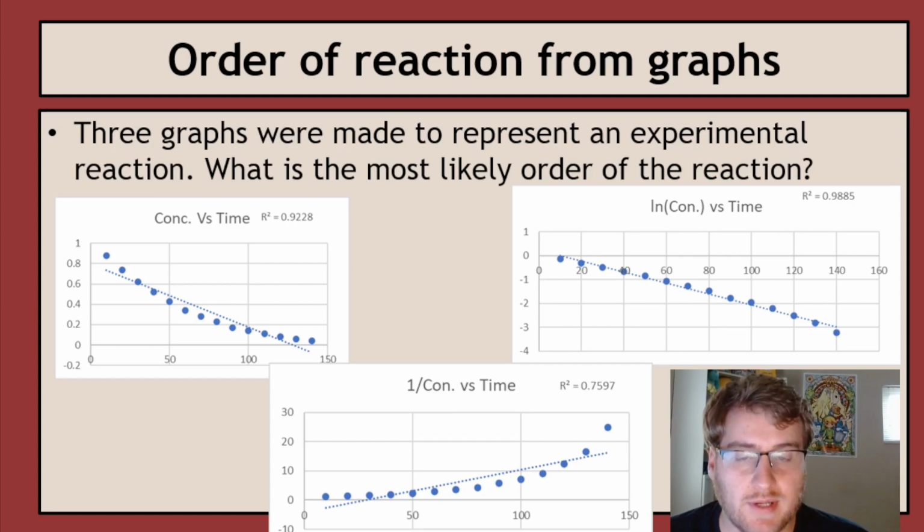You'll never really be responsible for making these graphs yourself. But if I give you these three graphs, the key is that you're looking for which unit is on my x-axis. If it's regular concentration, that corresponds to a 0th order reaction. The natural log corresponds to a first order, and 1 over the concentration corresponds to a second order.